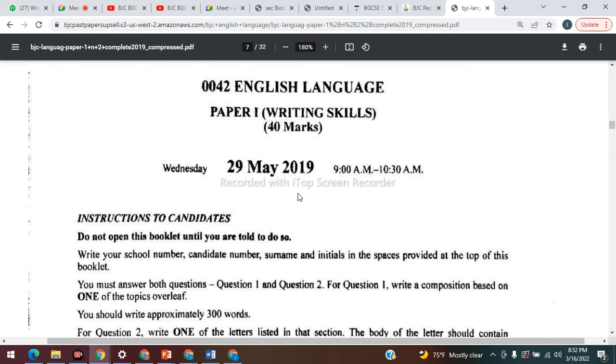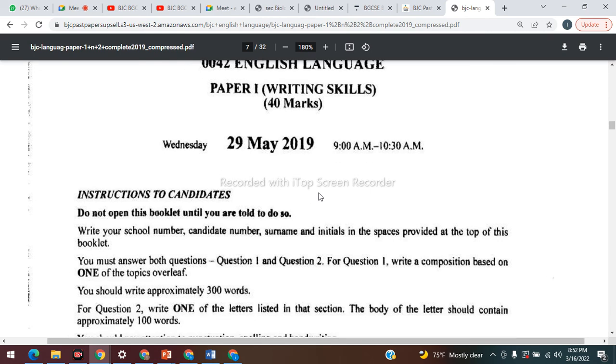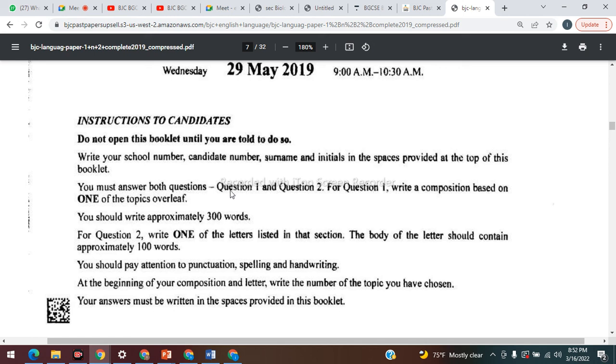So the idea here is that you have to answer both questions, question 1 and 2. The first one, you have to write a composition, and it has to be 300 words. The second one, you have to write a letter. So you have to know how to write a letter. Letters have headings and endings and stuff like that.